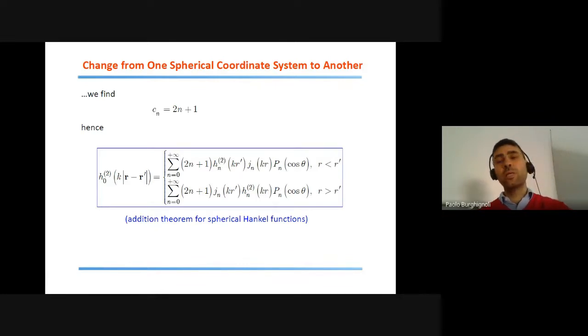This is what we need to address in the second part of this lesson, the problem of radiation of a dipole in the presence of a conducting sphere.